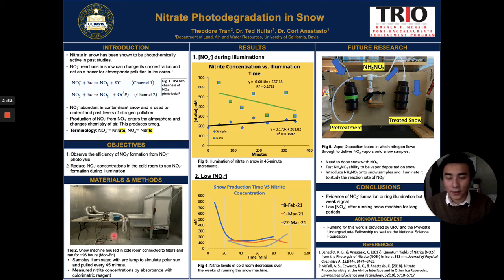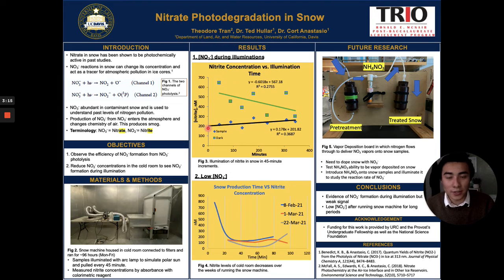Those samples are then taken to be illuminated by an arc lamp to simulate polar sun, and I would pull samples every 45 minutes with an accompanying dark control. After that, they're melted, and I measured the nitrite concentration by absorbance with a colorimetric reagent. So this is what we found.